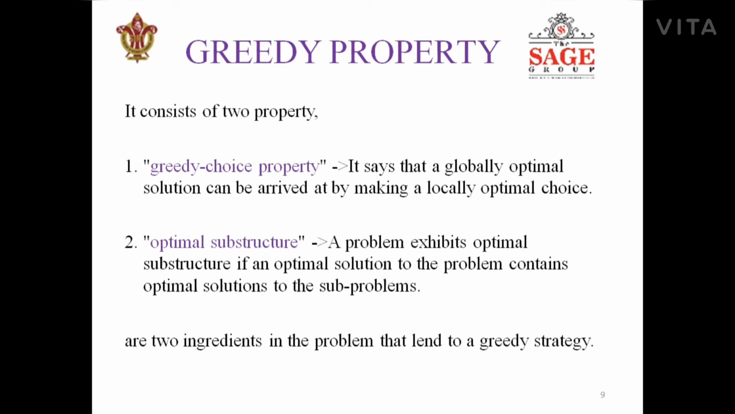The second property is optimal substructure. A problem exhibits optimal substructure if an optimal solution to the problem contains optimal solutions to subproblems. Okay, what does it mean?